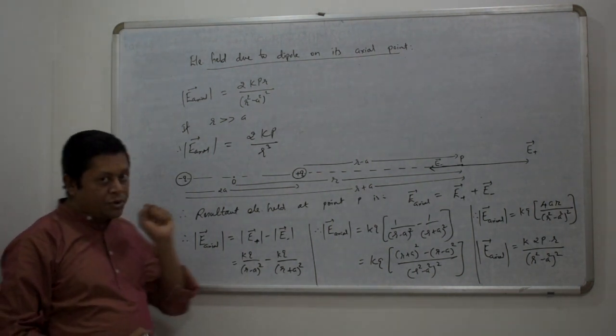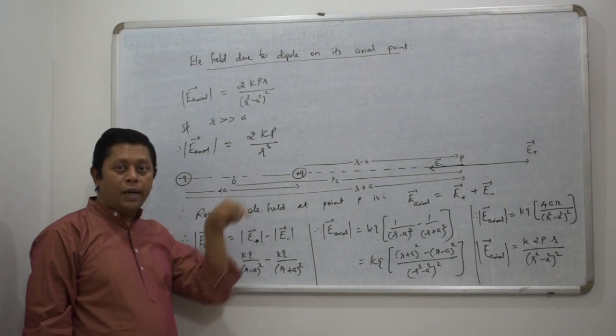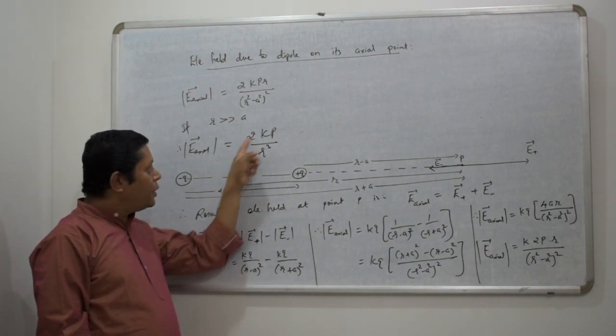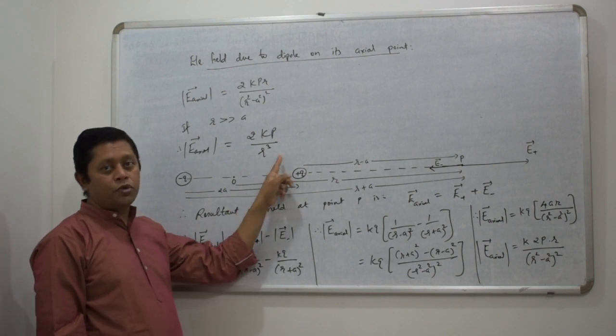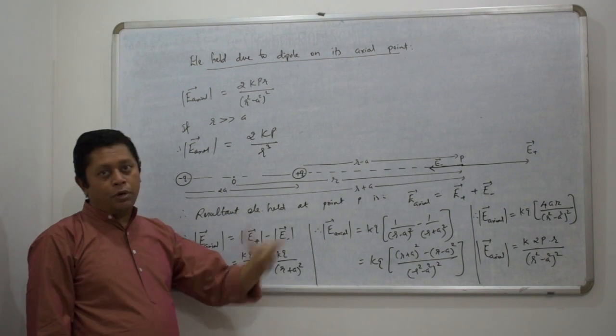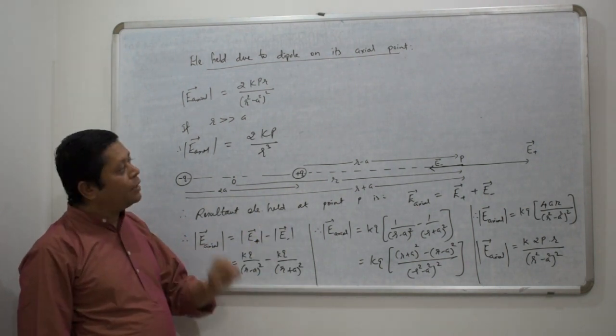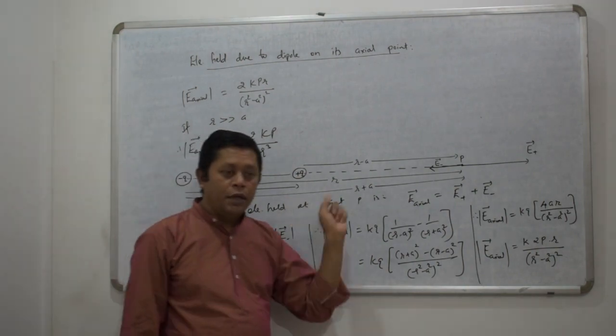See, for point charge equation of electric field that was kq by r square. For dipole it is 2 kp by r cube, means it is inversely proportional to cube of r. It means that as you move away from the dipole, electric field decreases faster compared to a point charge. Here the decrease is more.